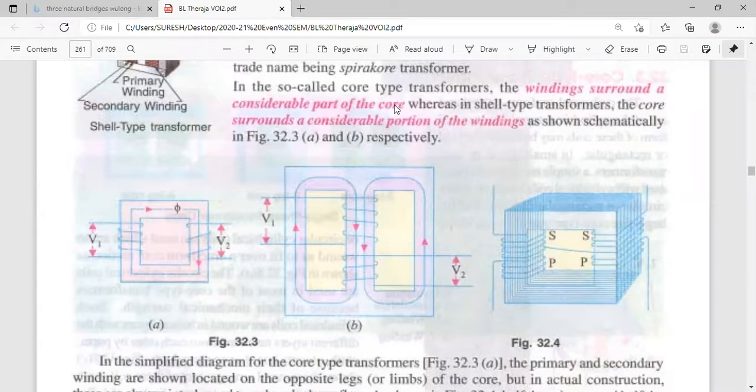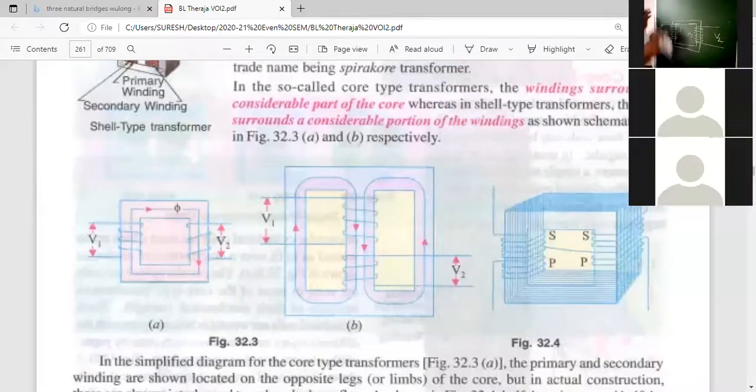Now we will go for the shell type. I will draw the diagram of the shell type. You see. I am removing this. Shell type we draw. See here.